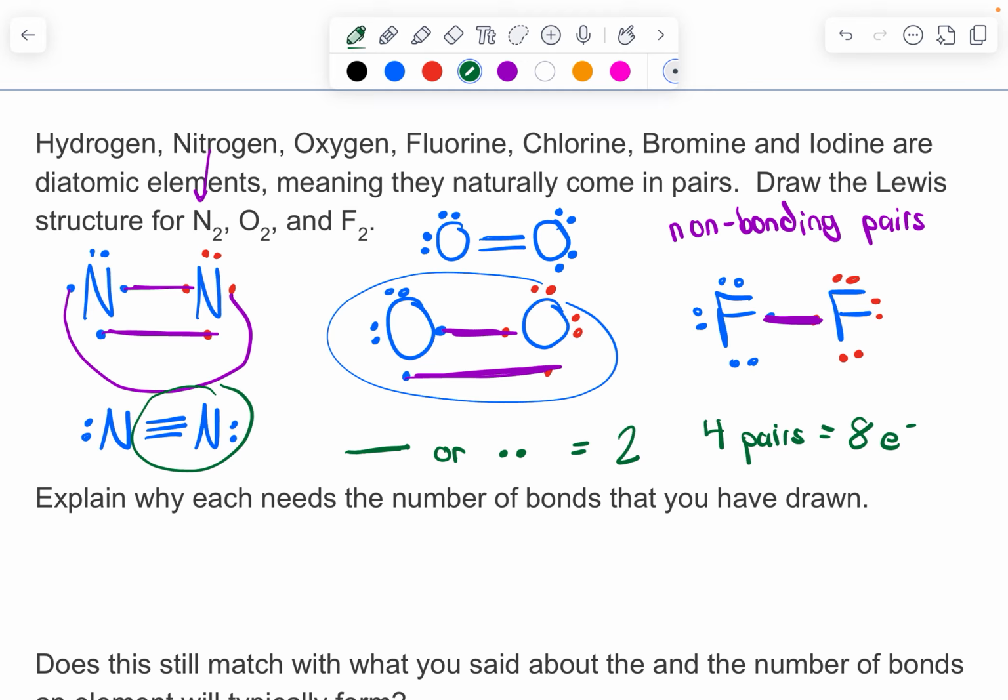Just remember, when you're checking to make sure the octet is satisfied, that's when you get to double count those bonds. There's going to be another time on Wednesday where we talk about another technique, and we're going to split the bonds between the two atoms. That's not the same thing that we're doing right now. Right now, we're just checking to make sure that the octet is satisfied. Okay? All right.